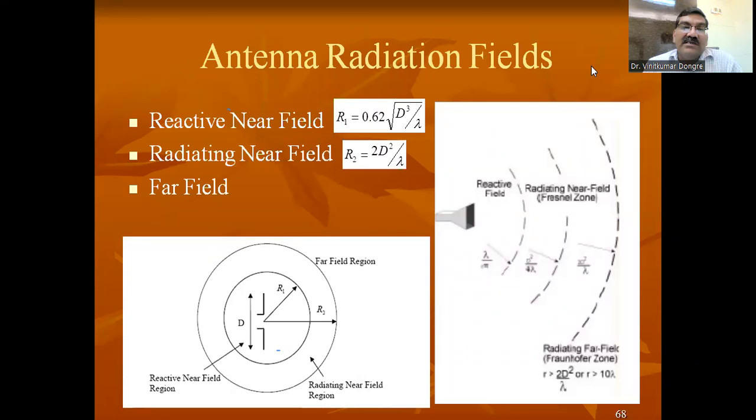Here D is shown as the maximum dimension. Whatever the maximum dimension of the antenna, whether it is a wire antenna, a planar antenna, or a non-planar antenna, any antenna, you can take the maximum dimension of that antenna as D. This way we can consider the radiation fields.